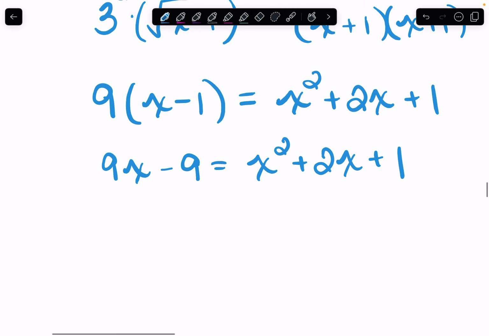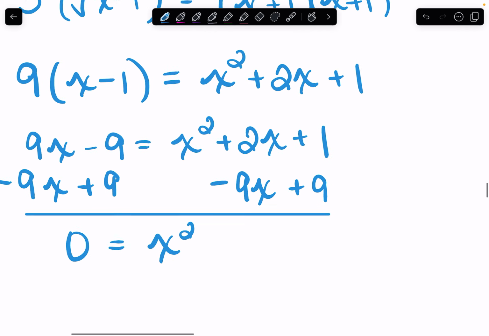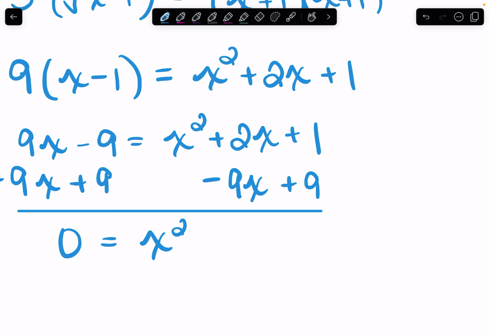Move everything to one side. The x squared is already positive, so that means I want to move the 9x over to the right, and I want to move the 9 also over to the right. So we want it set equal to 0. So we have x squared, and then 2 minus 9 is -7x, and then 9 plus 1 is 10.